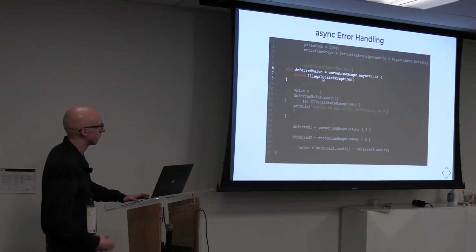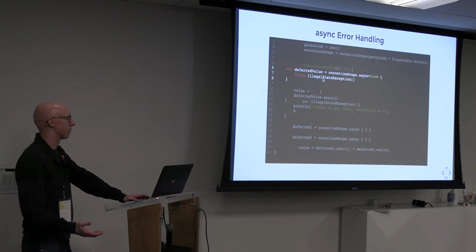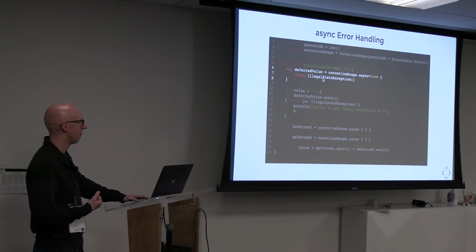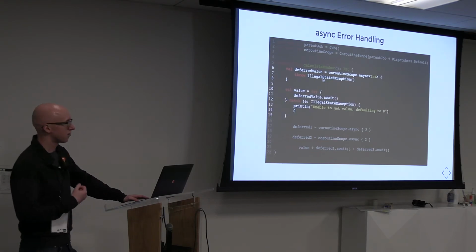The first value we try to calculate throws an exception, as it does here. It's an async block that returns a deferred value. Then when we call await on that, that's when we get the exception.